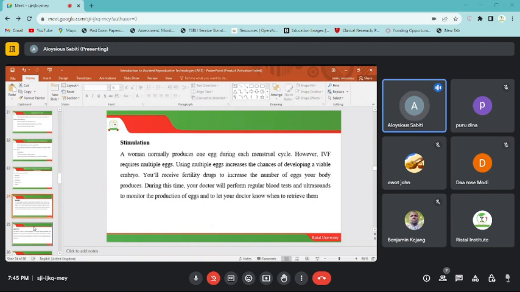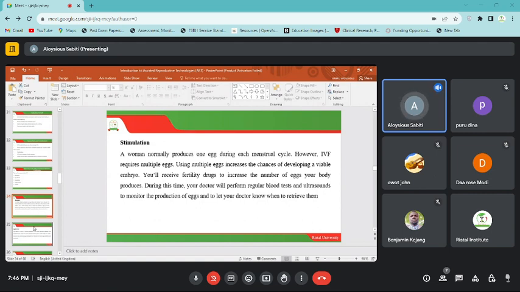And one is stimulation. So a woman normally produces one egg during each menstrual cycle. However, IVF requires multiple eggs. Therefore, using multiple eggs increases the chances of developing a viable embryo. So you will receive fertility drugs to increase the number of eggs your body produces during this time. Your doctor will perform regular blood tests and ultrasounds to monitor the production of eggs and to let your doctor know when to retrieve them.